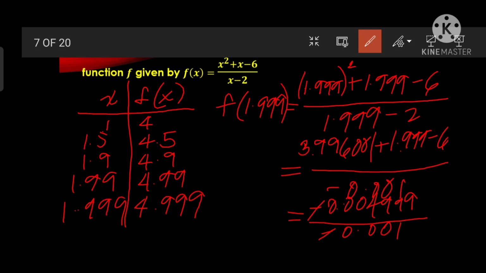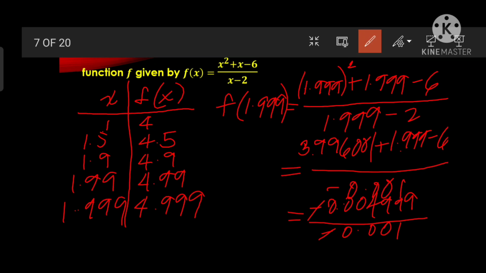How about from the right? Okay, how about from the right? Before we proceed to another computations, assigning values closer to 2 from the right, let me emphasize this first.